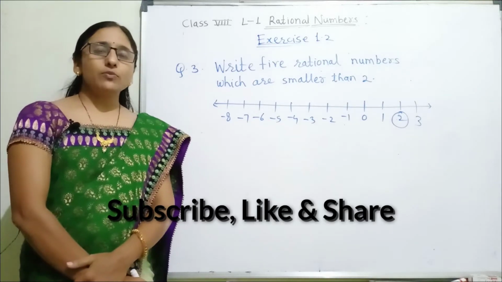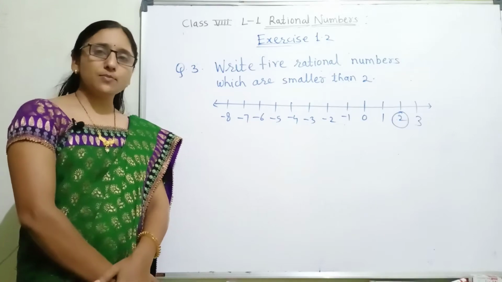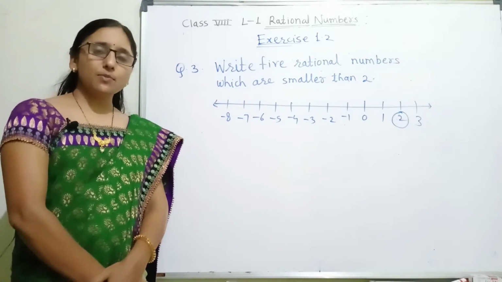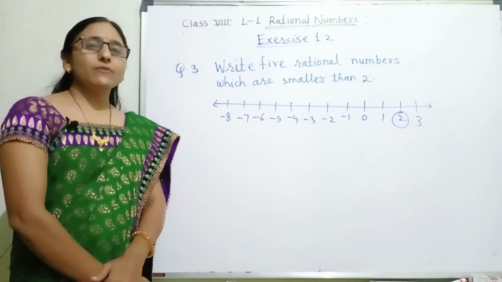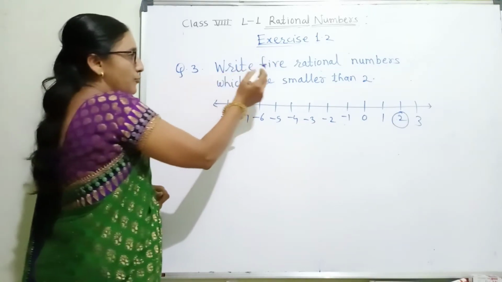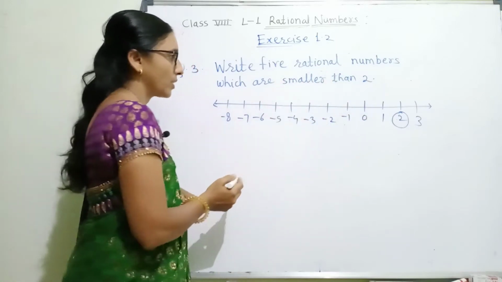In this video, we will find smaller numbers than given rational numbers, greater numbers than given rational numbers, and numbers in between two given rational numbers. Question number 3. Write 5 rational numbers which are smaller than 2.